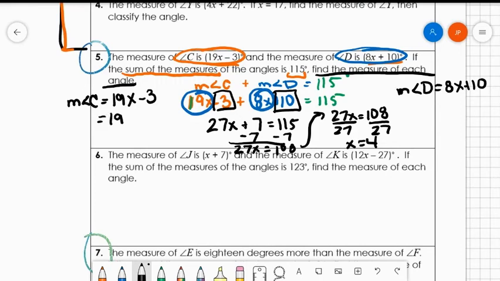So I can say, okay, angle C is 19 times 4 minus 3, which equals 73 degrees. And then angle D is actually 8 times 4 plus 10, which is 42 degrees. Go ahead and try number 6.